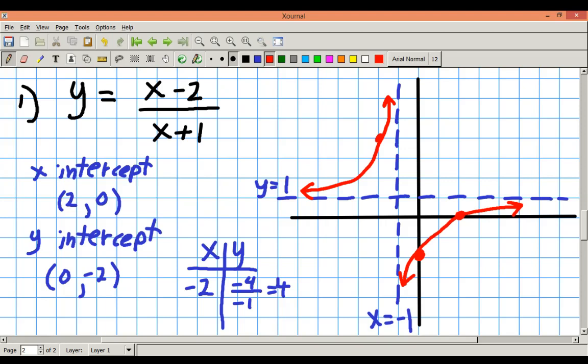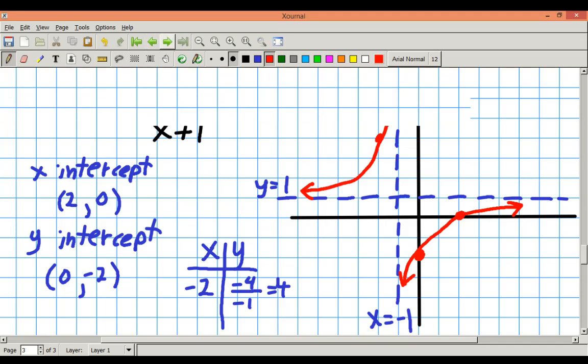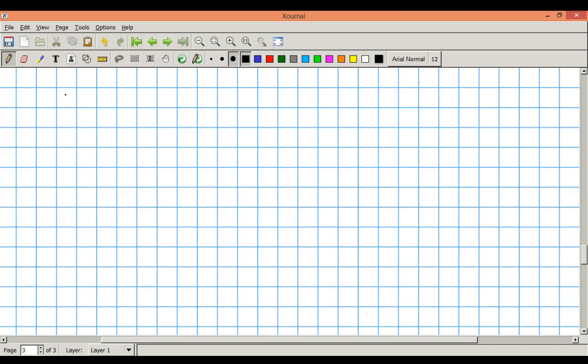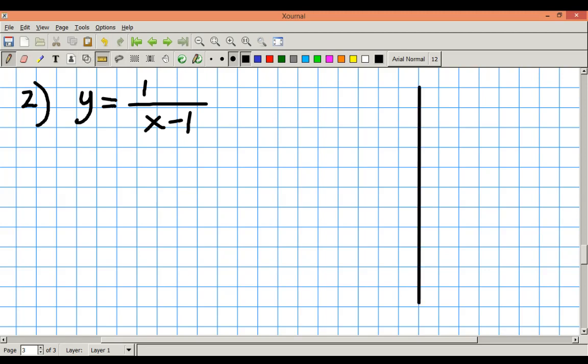I'm going to go ahead and do the other examples here. So let's do example number 2. This time our equation is y is equal to 1 over x minus 1. So I'll draw the coordinate system.